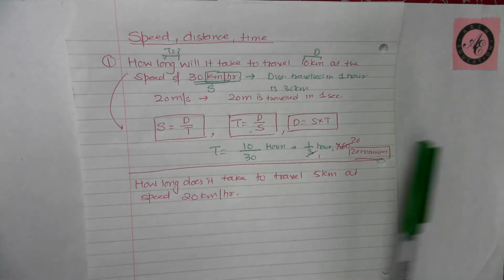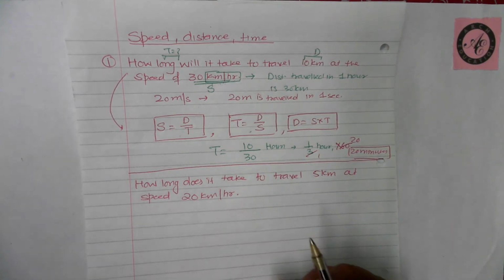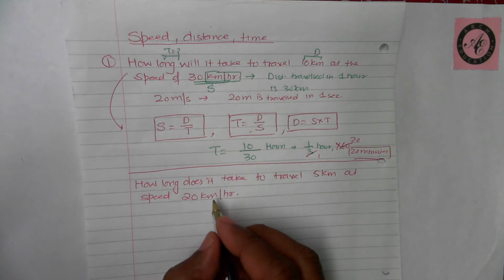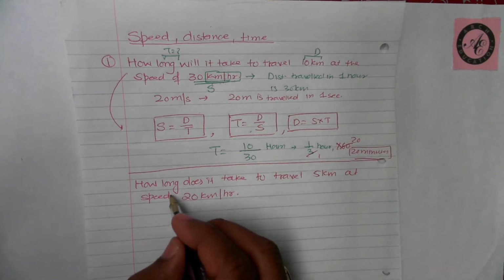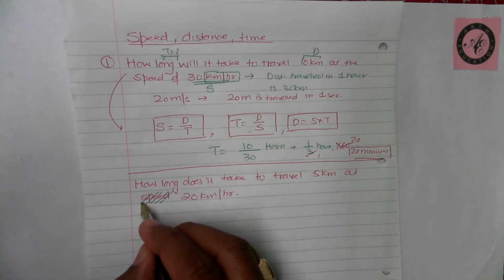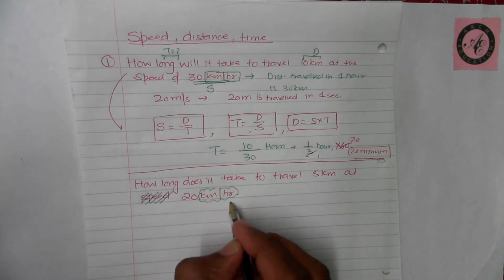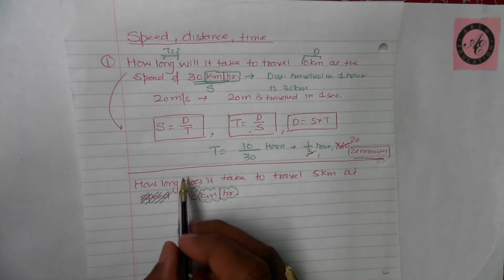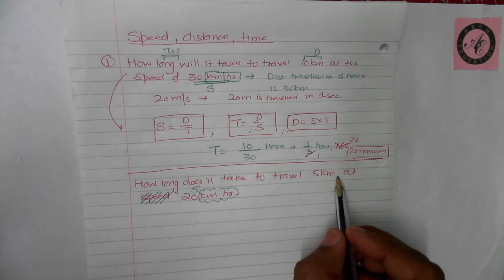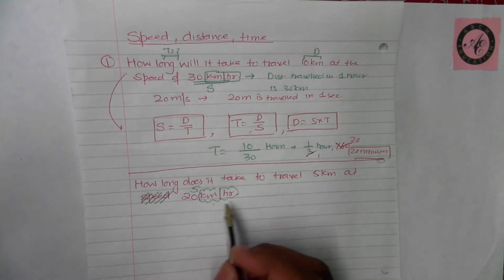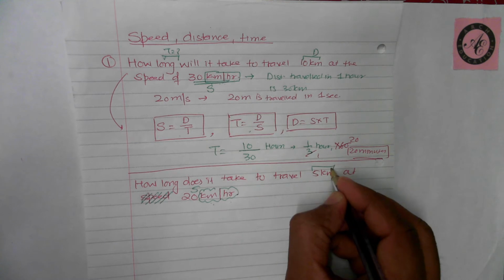This is really the same question. The reason I've done this question is that you have to understand, if they did not give you the word speed, this unit should still tell you this is speed, kilometers per hour. They could have just written how long does it take to travel 5 kilometers at this. That's speed. So this is distance.